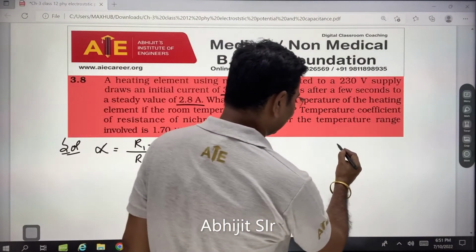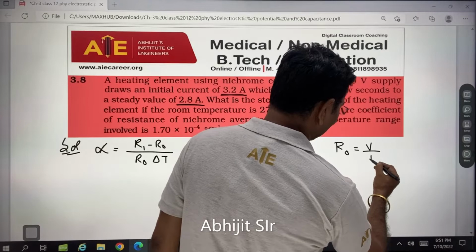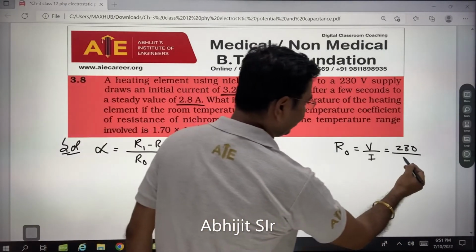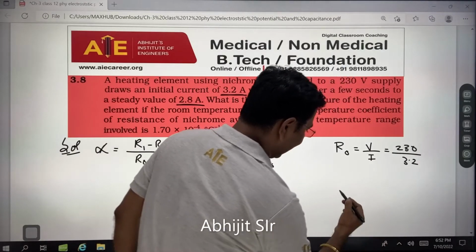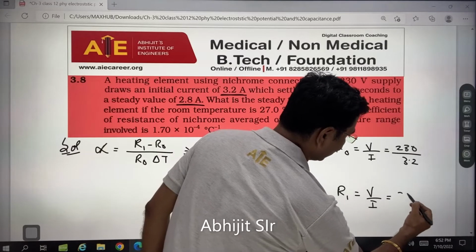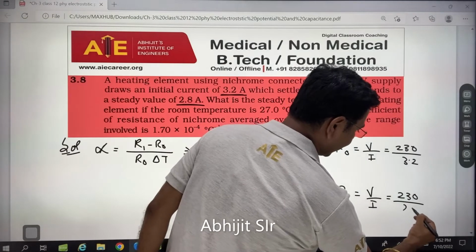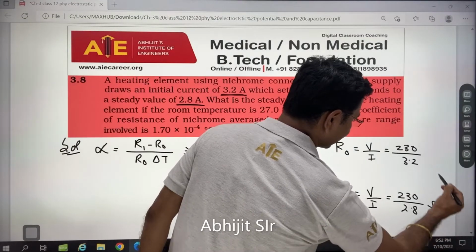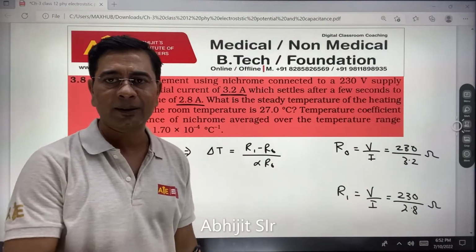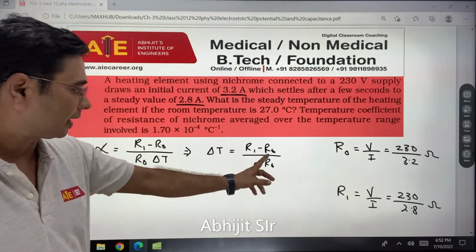And therefore, if you consider your R naught, which is V by I, I'm going to write it as 230 divided by the first current, that is 3.2 ampere. And the second one, V by I, is nothing but 230 divided by 2.8 ampere, when it has reached steady state. So this is my first resistance and this is my second resistance. Rest all is just like the previous one. This is my R naught, this is R1, R naught and R1 are found.